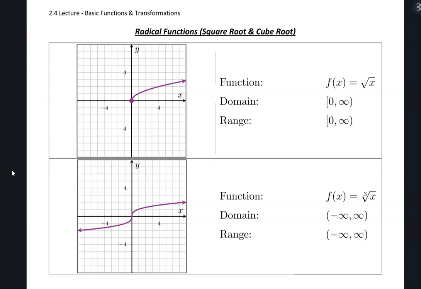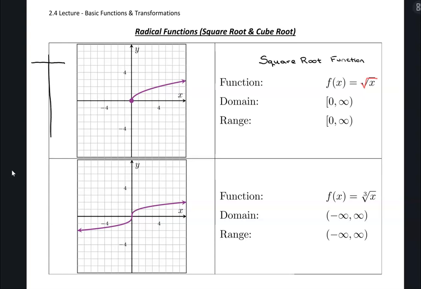So our first function here is the square root function. And what we look for is our square root symbol. So what we'll see here is that we're graphing just the square root of x. Our domain is going to start at 0 and go off to infinity, and the same is true for our range. So let's see why that is.